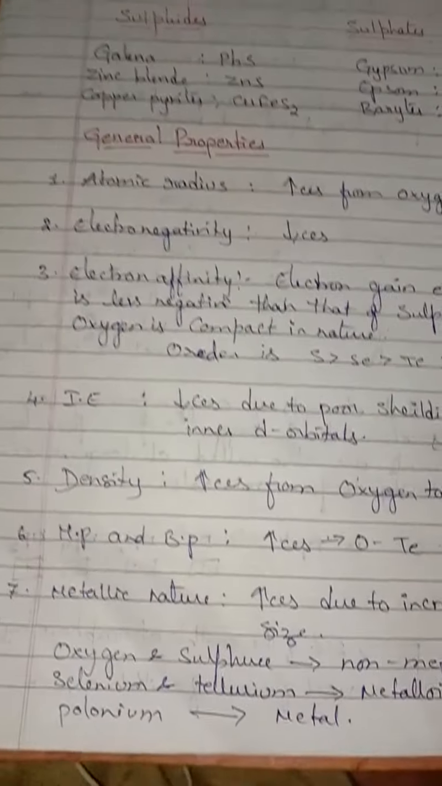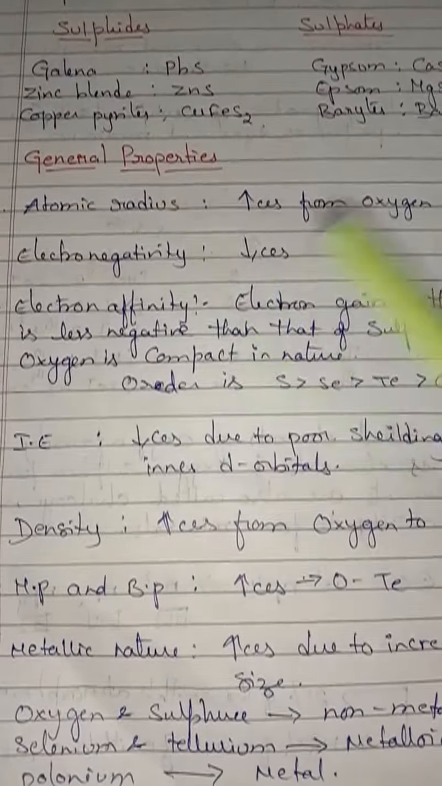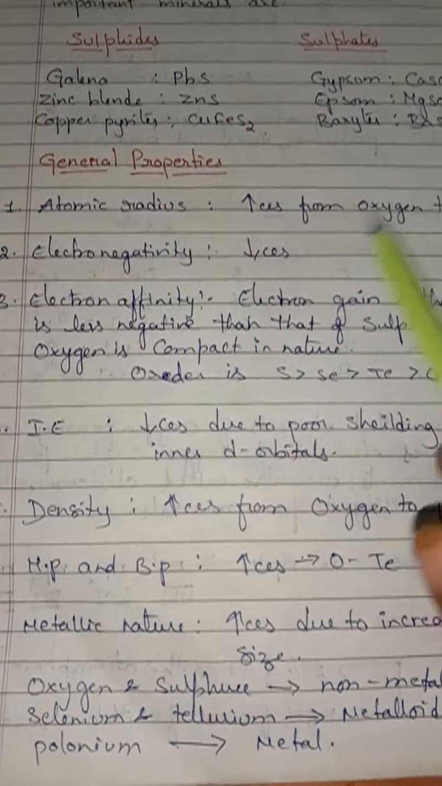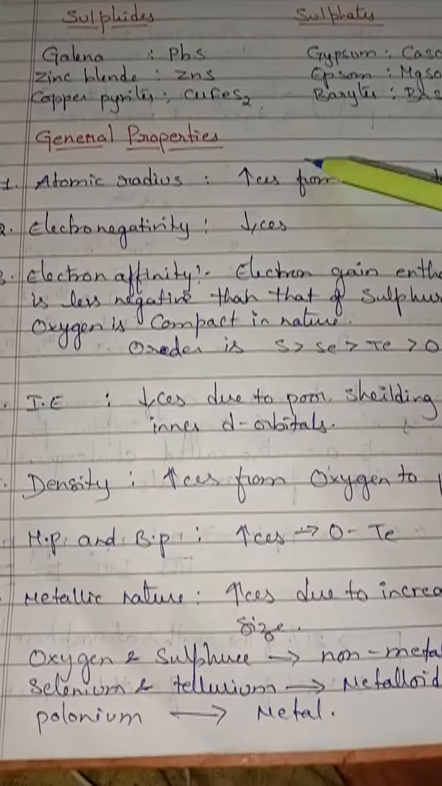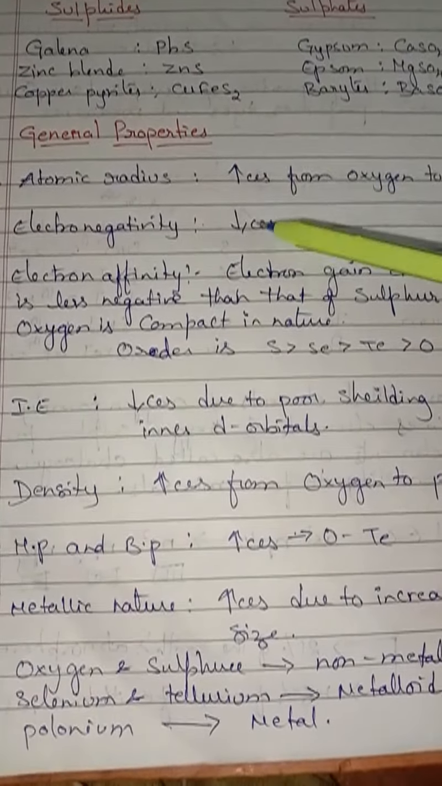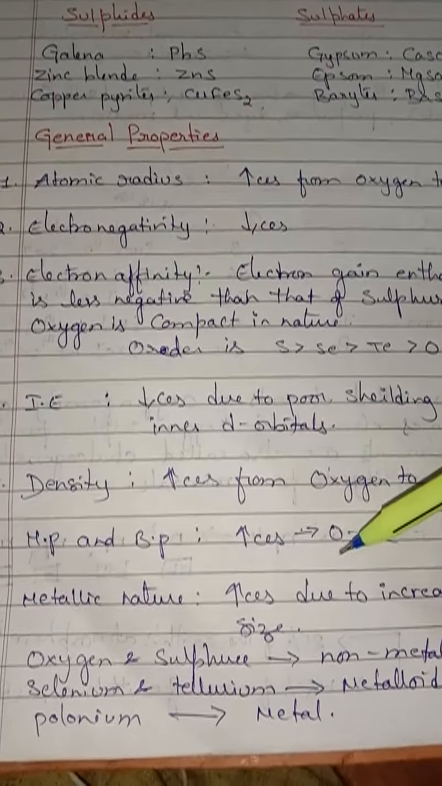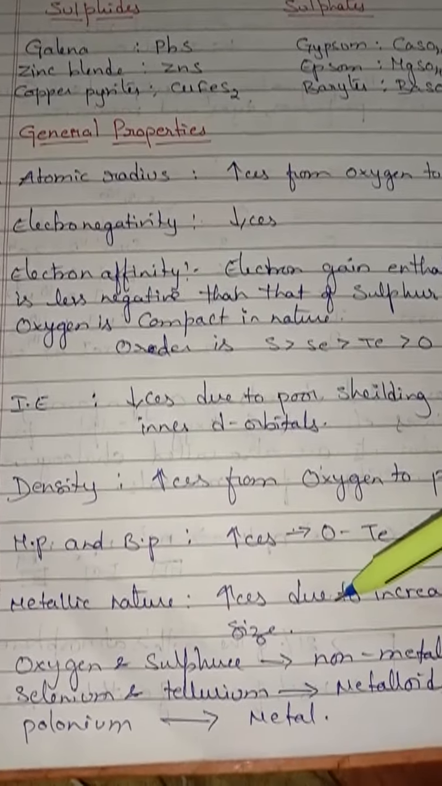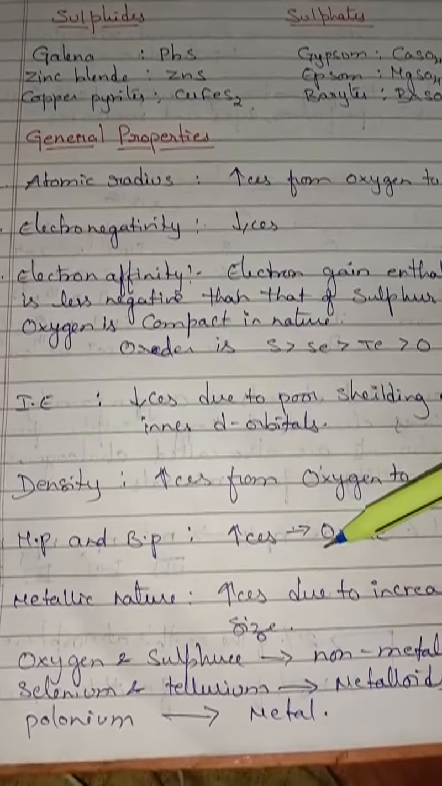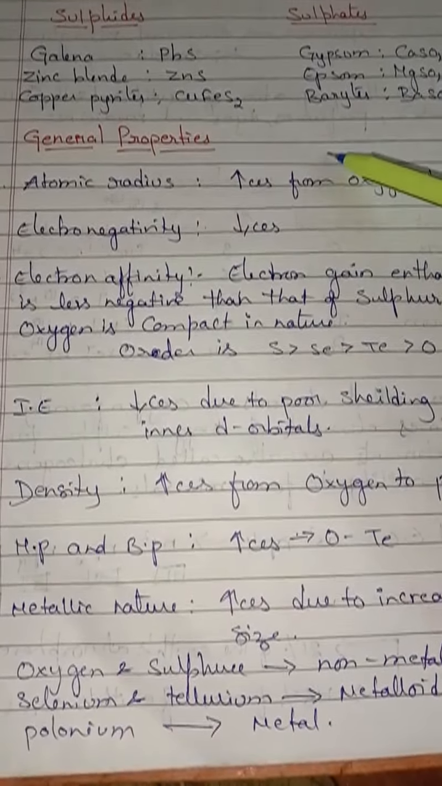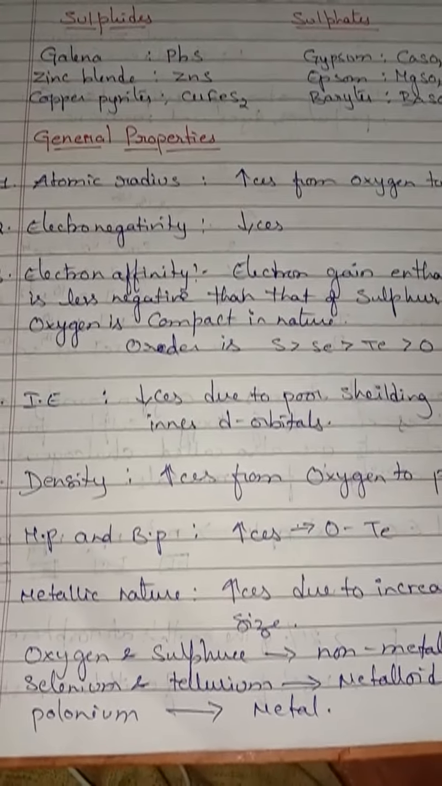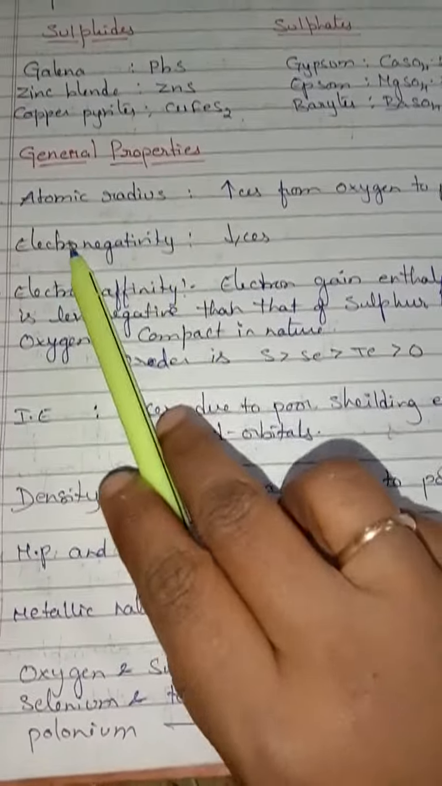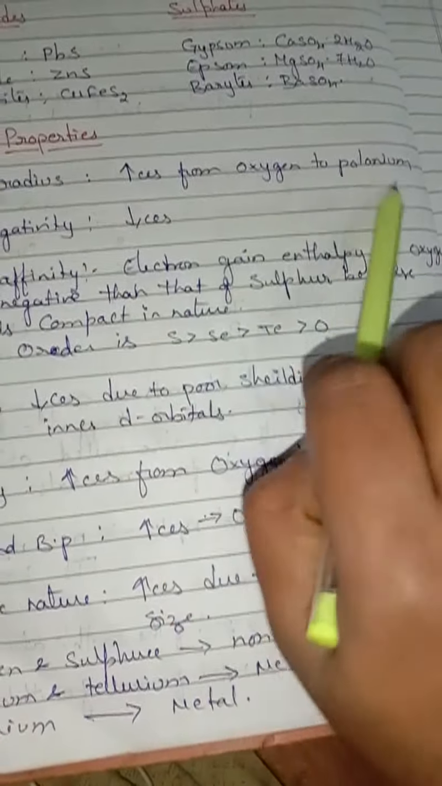Now we will move into the general properties. So what happens to the atomic radius? Atomic radius, if we move down the group from oxygen to polonium, it increases. Why it increases, children? As the atomic number increases, the number of shells increases. As the number of shells increases, the distance between the center of the nucleus and the outermost shell increases. That means the radius also increases, right? Yes. So atomic radius increases from oxygen to polonium.